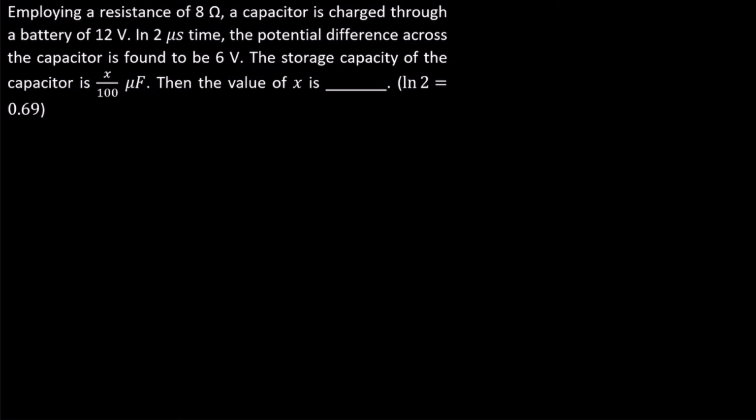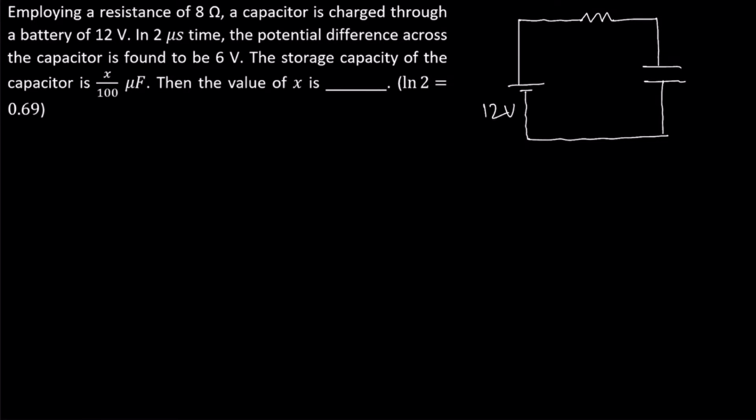Let's look at the diagram that explains this problem. I put a small diagram here. The battery is of 12 volts. So we have a resistor of 8 ohms, and the capacitance is, let's say, C. So this is R, this is V, and the upper plate will have positive charge, lower plate will have negative charge.